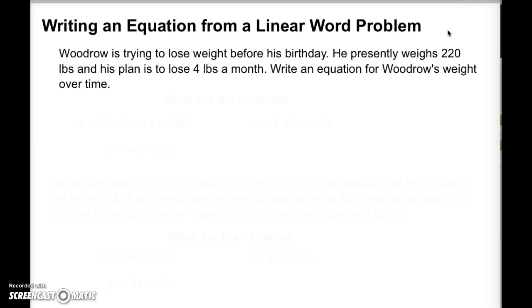Woodrow is trying to lose weight before his birthday. He presently weighs 220 pounds and his plan is to lose 4 pounds each month. Write an equation for Woodrow's weight over time.